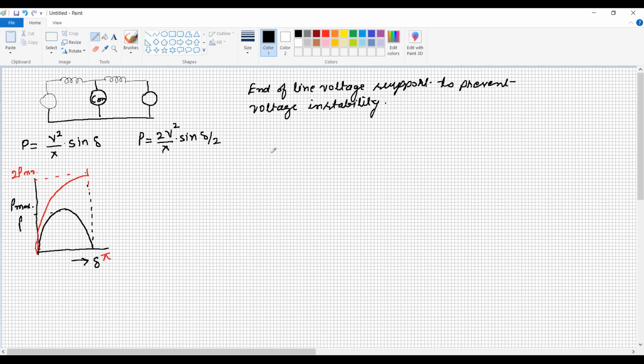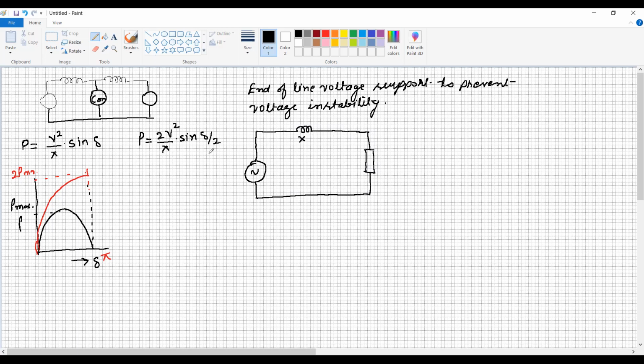For that purpose, we consider a radial system. In the radial system, this is our generating station or the source. It is connected to the transmission line. The reactance of the transmission line is X, and at the end, the load is connected.